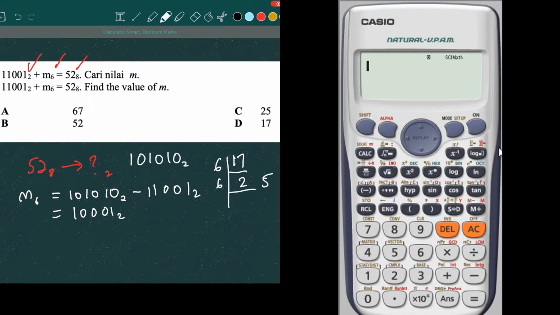Okay, so when 2 wants to divide 6, boleh tak 2 divide 6? Boleh, tapi dia akan dapat 0 kan? Okay, so bila dapat 0, remainder kita 2. So our answer read from bottom to up, from bottom to up. So C is our answer, 25. That's your answer for value of M.